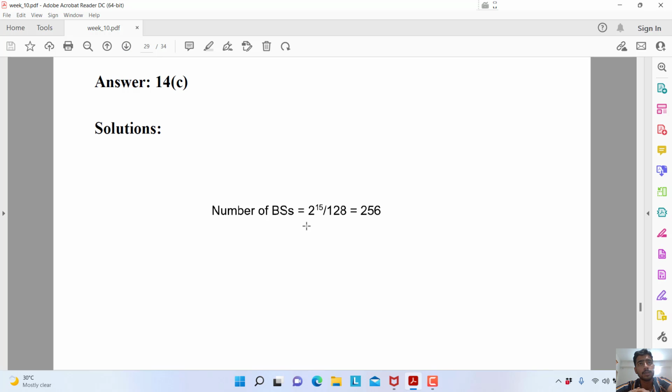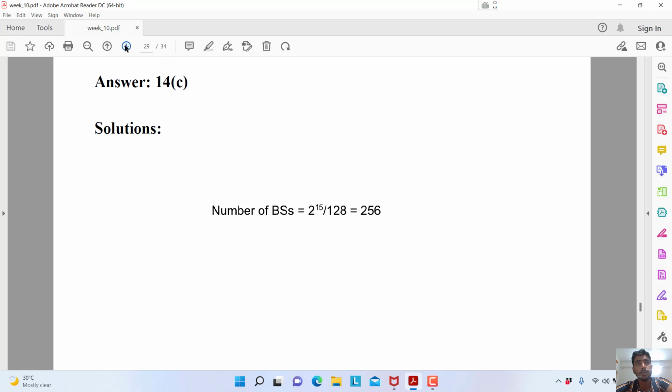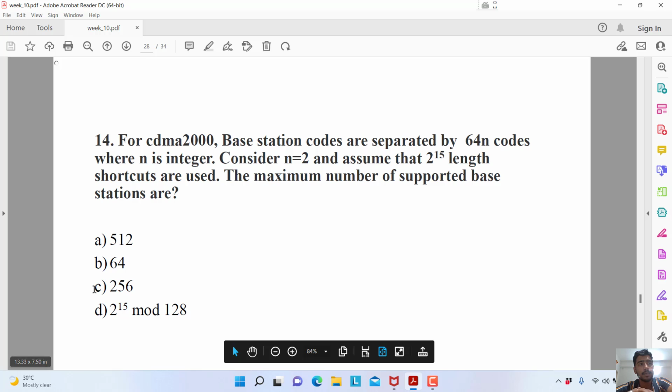So the number of base stations is equal to 2^15 divided by 128. 2^15 is the total length, and base station codes are separated by 64n, where n is 2, so it becomes 128. The total number of codes divided by 128 gives 256 base stations. So C is the right answer.